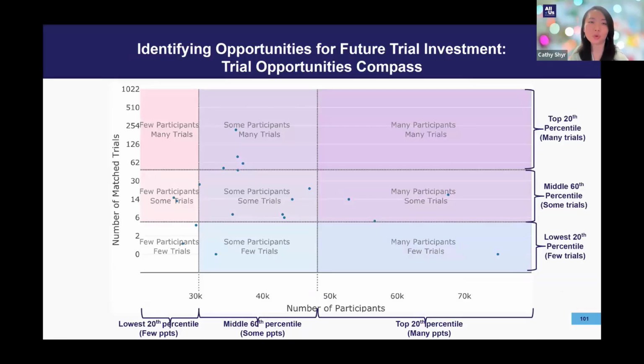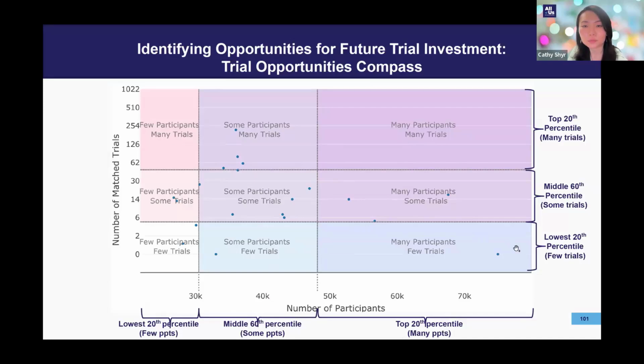So in addition to identifying opportunities for participants, we also looked at opportunities for future trial investment for sponsors. And this is a 3x3 grid that we call the Trial Opportunities Compass. Each panel in this grid represents a combination of few, some, many participants or matched trials.